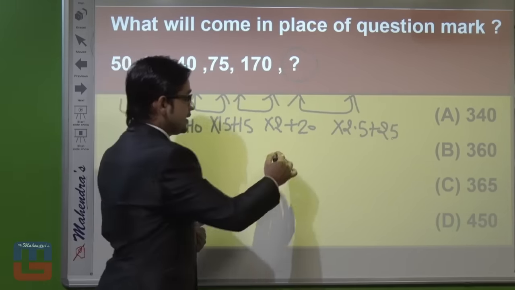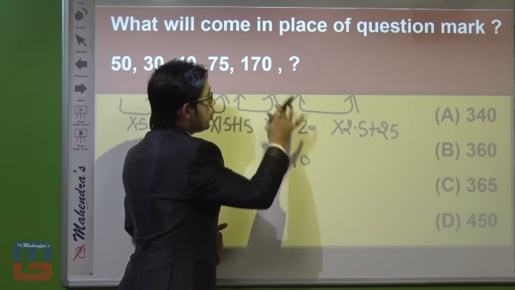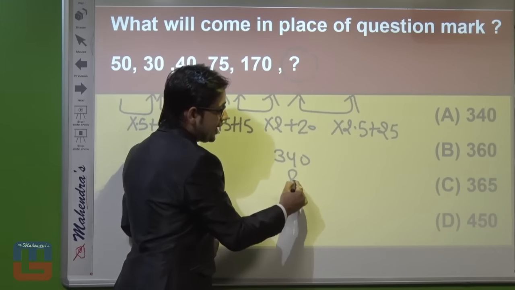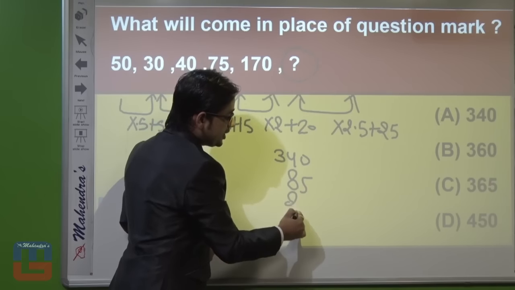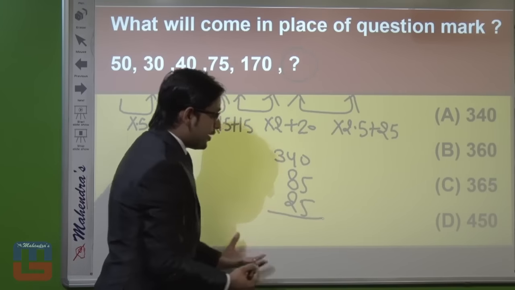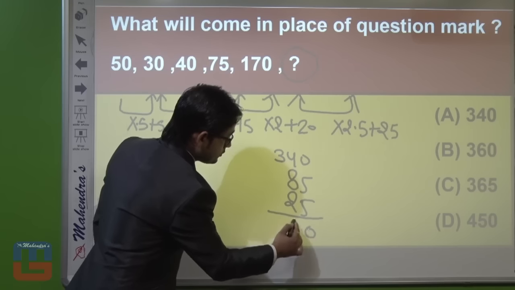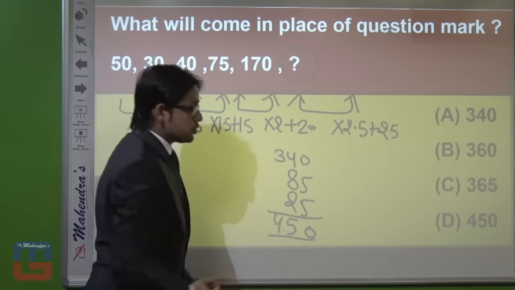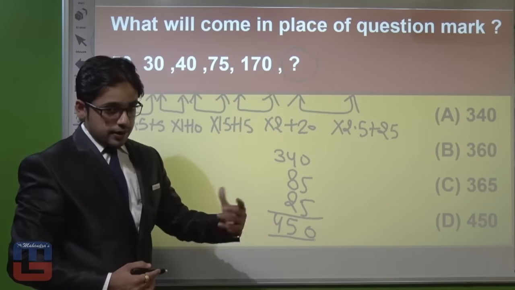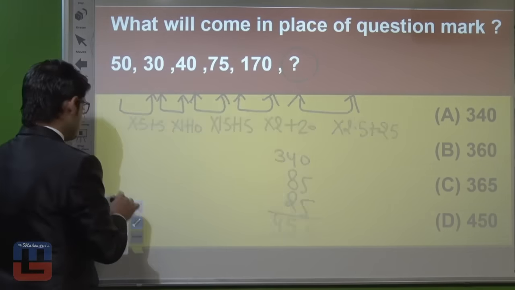170 into 2, you will get 340. 170 into 0.5, you will get 85, and last but not the least, you have to add 25. Now the final output will be 450. So this is the right answer to your question. Let's move on towards the next question.